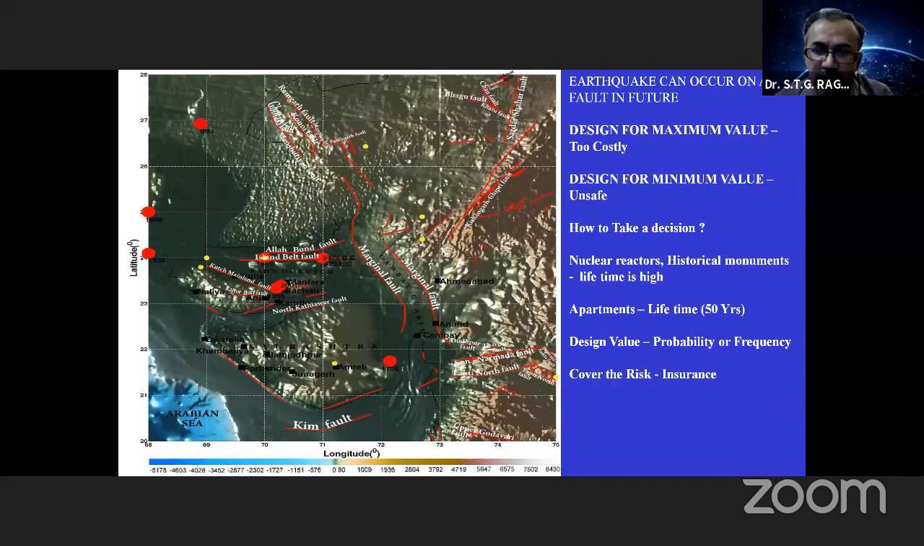So if you design for any value less than this maximum value, that means you are taking a risk actually for this number itself.